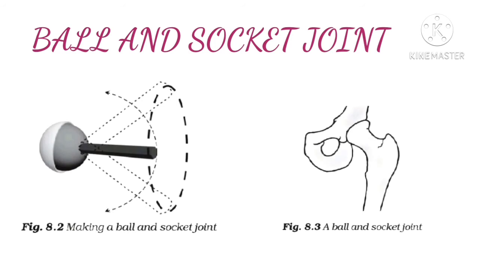First type of joint is ball and socket joint. In this joint, the surface of one bone is like a ball which fits into the cup-like hollow of the other. Such a joint allows movement in all directions. Can you name some examples? Yes, shoulder joint, hip joint, etc. are the examples for this type of joints.